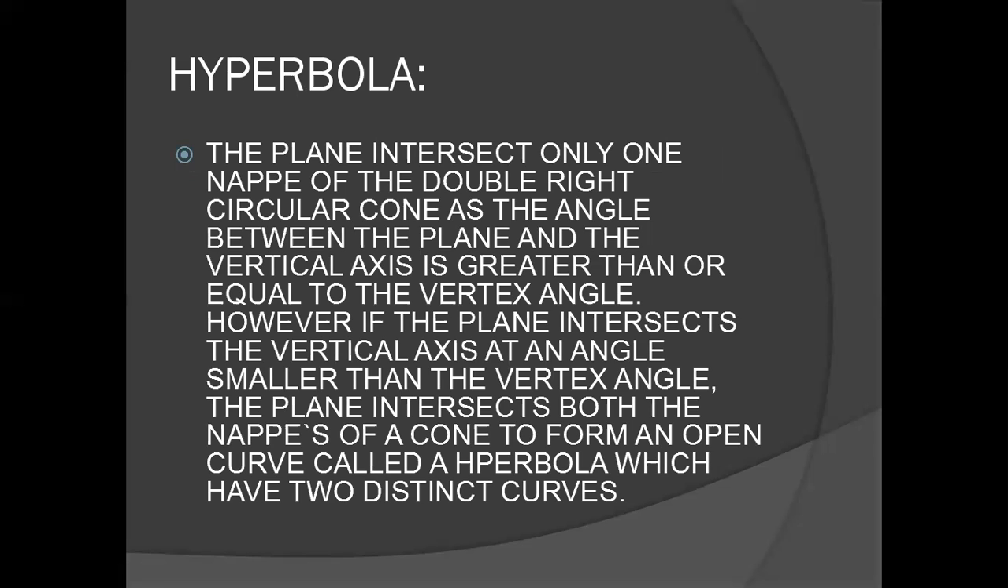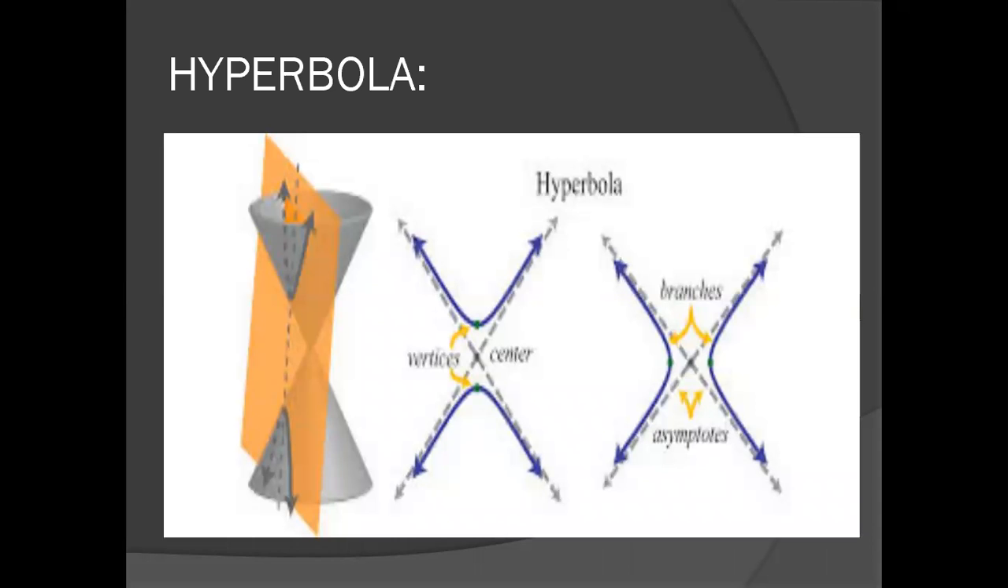Hyperbola. The plane intersects only one nappe of the double right circular cone when the angle between the plane and the vertical axis is greater than or equal to the vertex angle. However, if the plane intersects the vertical axis at an angle smaller than the vertex angle, the plane intersects both the nappes of the cone to form an open curve called a hyperbola, which has two distinct curves. Here is a figure of a hyperbola.